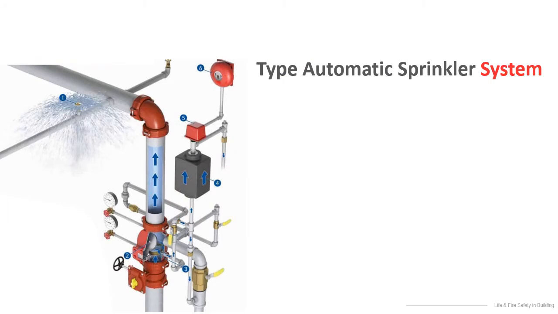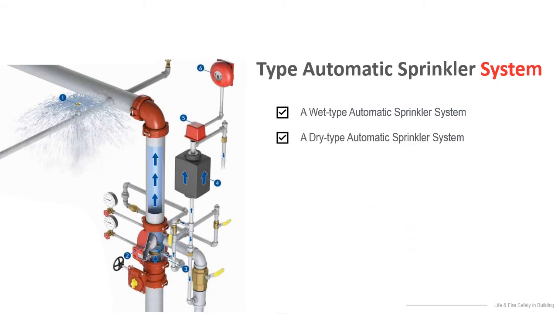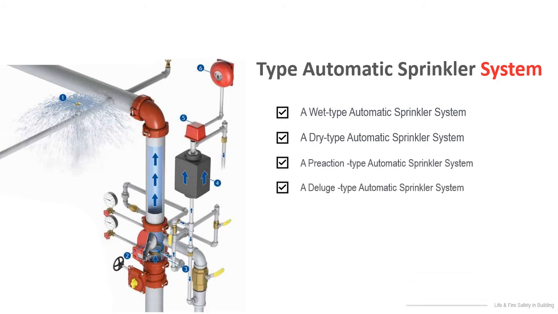Also, we have different types of automatic sprinkler system. We have a wet type automatic sprinkler system. We have a dry type automatic sprinkler system. We have a reaction type automatic sprinkler system. And we have a deluge type automatic sprinkler system.